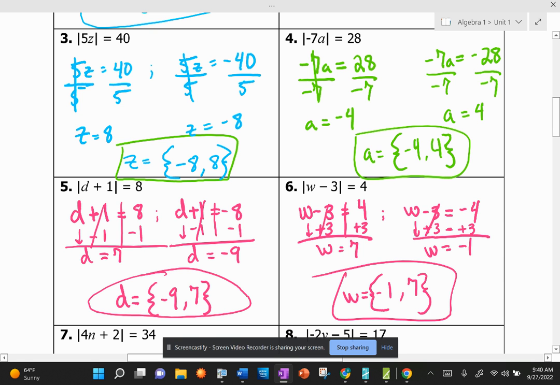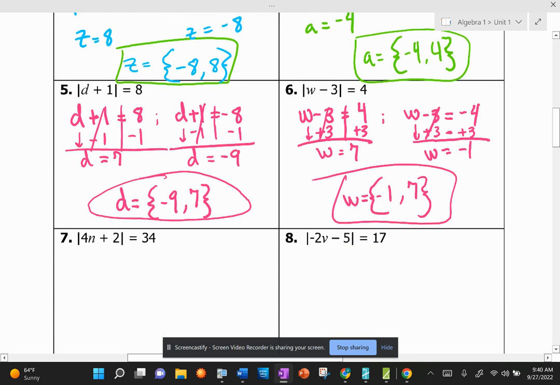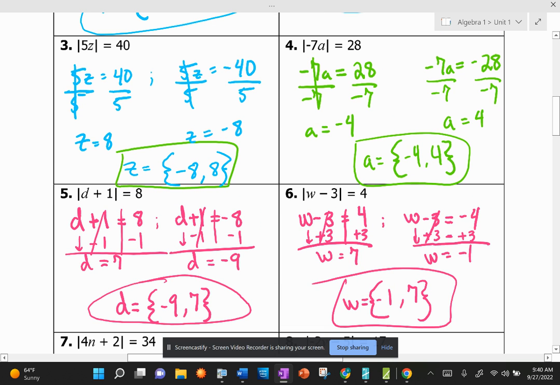All right. There's 5 and 6. Okay. See how you're doing? How do we feel? Okay, so hopefully we notice from 5 and 6, our answers will not always be just the opposites of each other. Depending on what the equation asks for, will determine your different numbers.